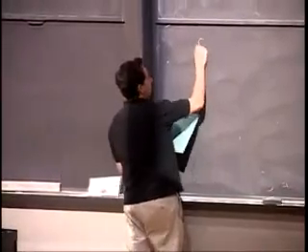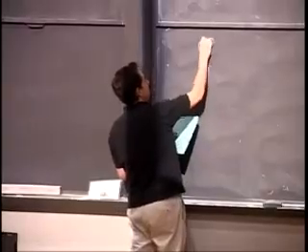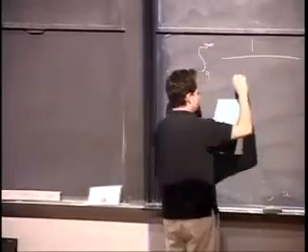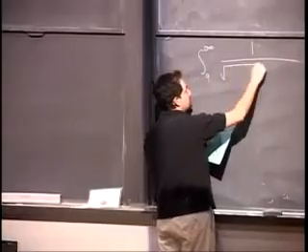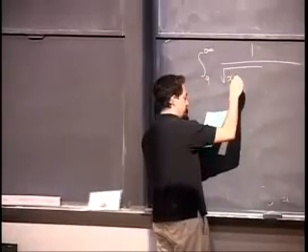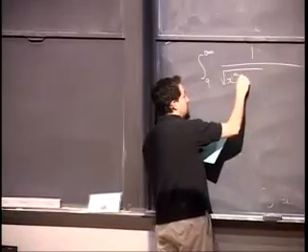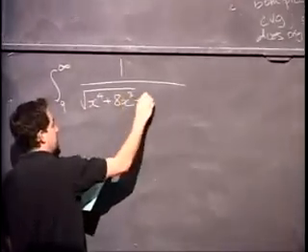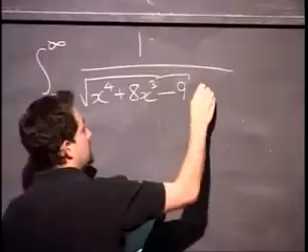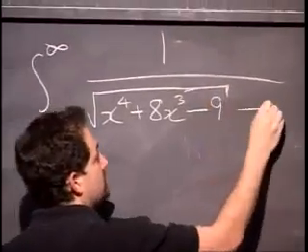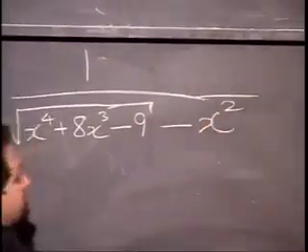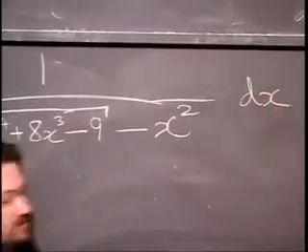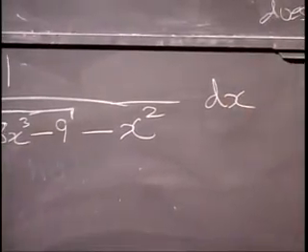Instead, I will pick the hardest example I can think of. It's the integral from 9 to infinity of 1 over the square root of x to the 4th plus 8x cubed minus 9, that quantity square root, minus x squared, dx. And the question is, does that converge or diverge, as usual?